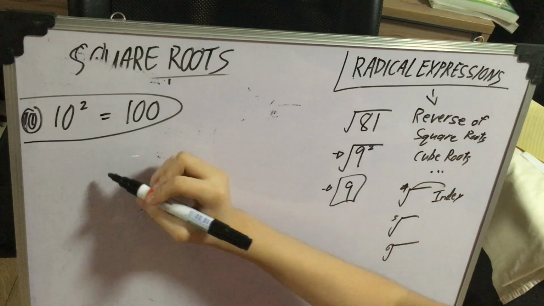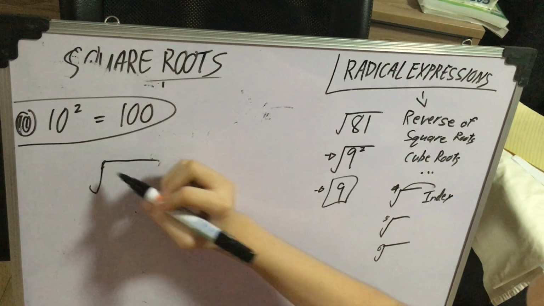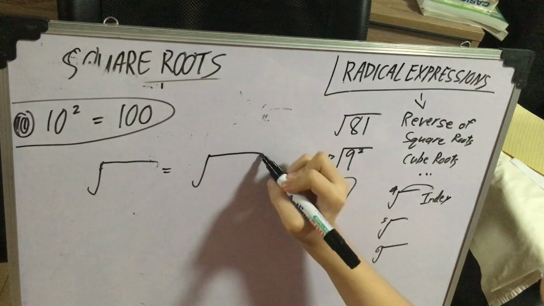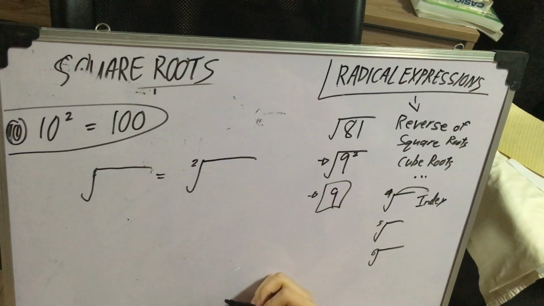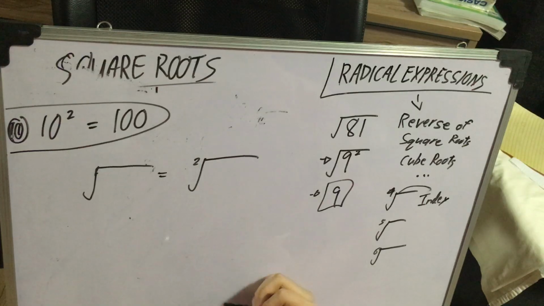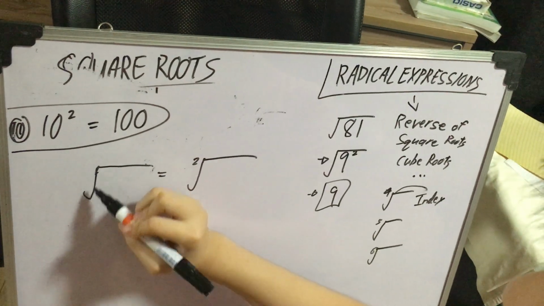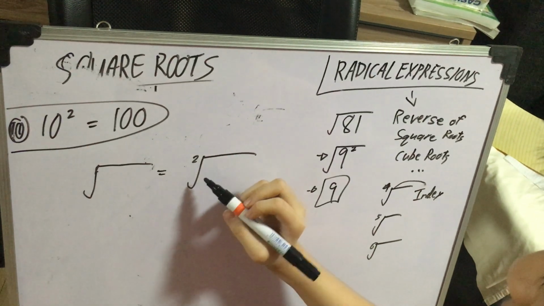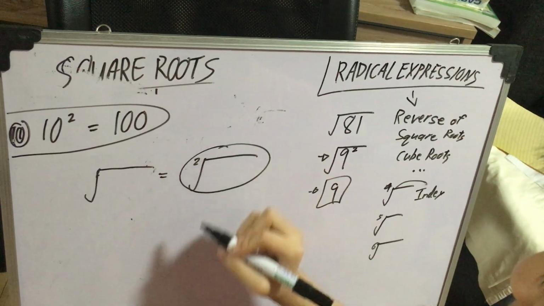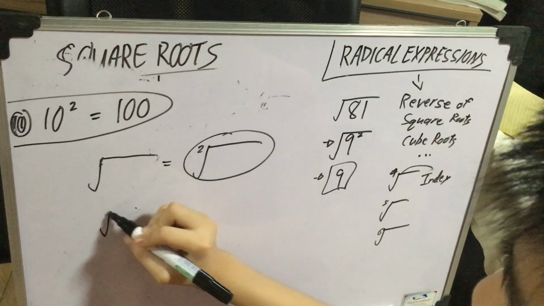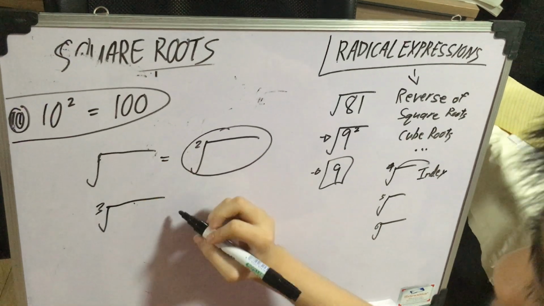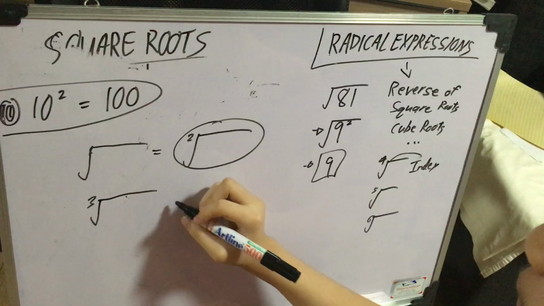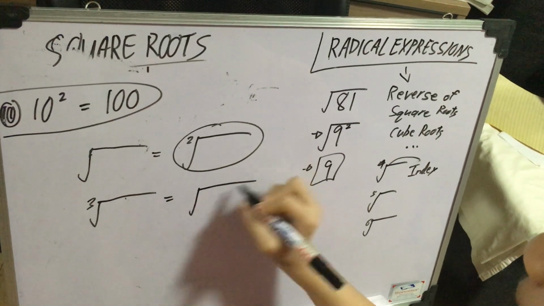Do you know that this radical sign is also equal to this? Every radical sign that has no index is already understood as this, square root. Square root of 3, still like this.